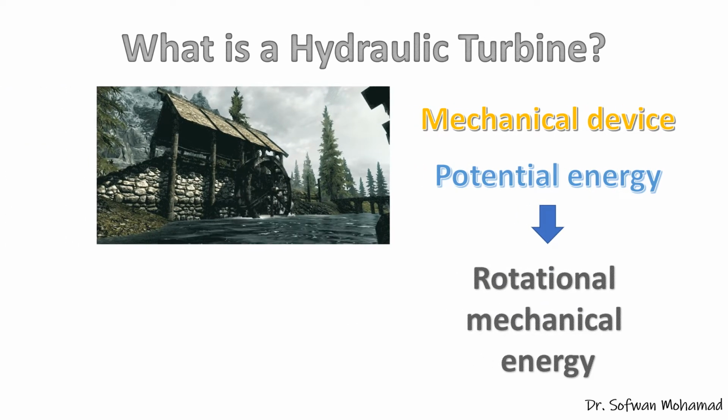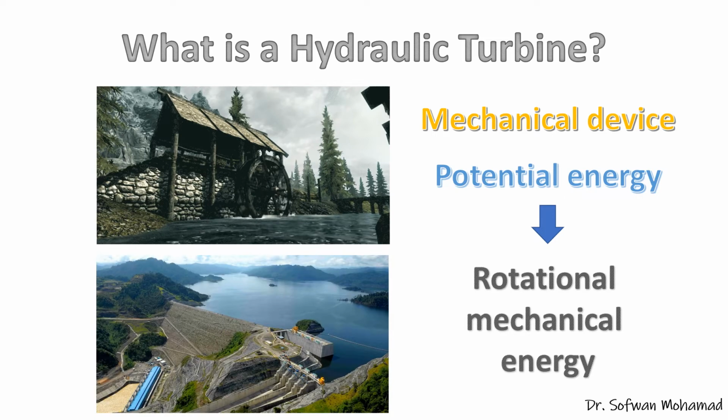In the early days, machines of such concept were called water wheels and were used mainly for household tasks such as grinding corn and lifting water. In modern times, hydraulic turbines are used almost exclusively for driving electric generators. The electric power generated by such machines is called hydroelectric power.